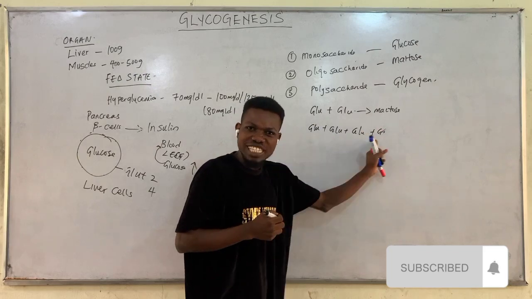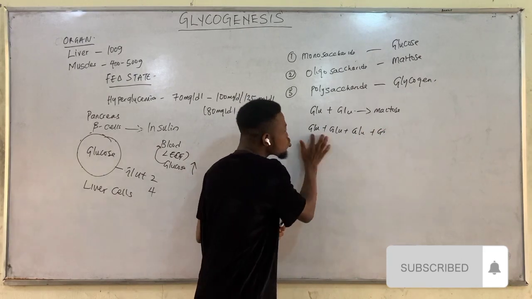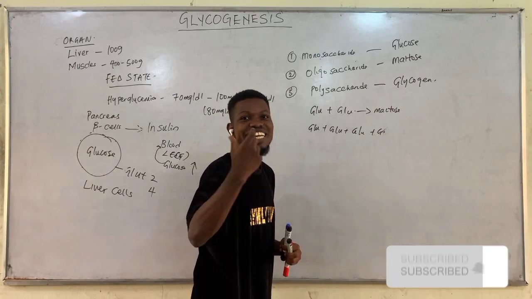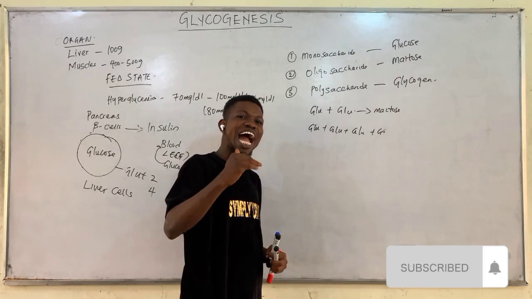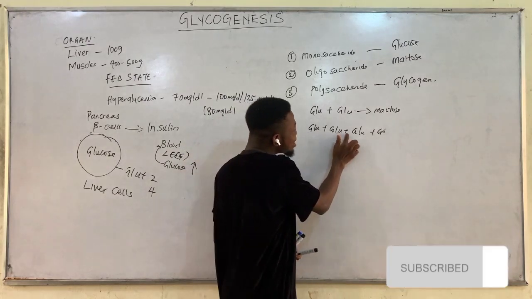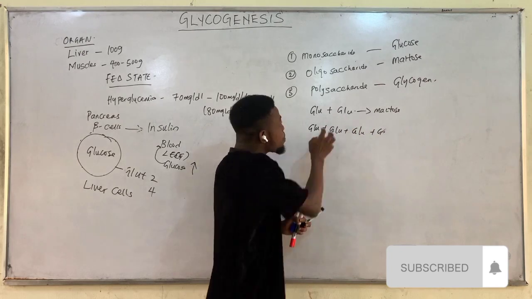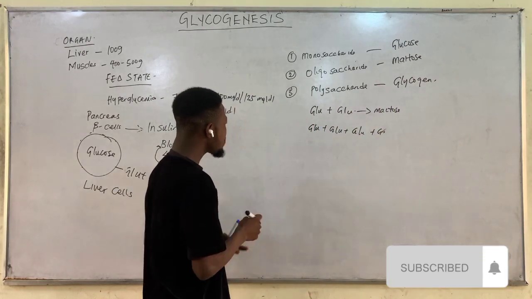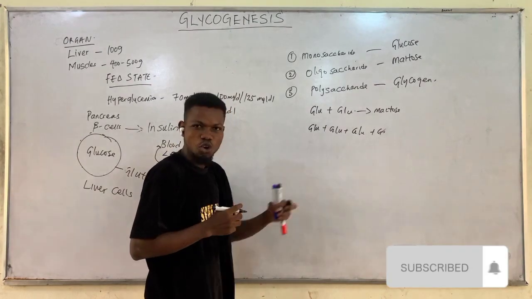Now, when these glucose are combined together, there is a linkage that is connecting these two glucose together. That's what we call glycosidic linkage. So you need to understand the principle behind the glycosidic linkage or glycosidic bond, because it is how we connect these monomers, which is the glucose, to become a polymer, which is glycogen. Now, let me explain the theory behind the combination of glucose.